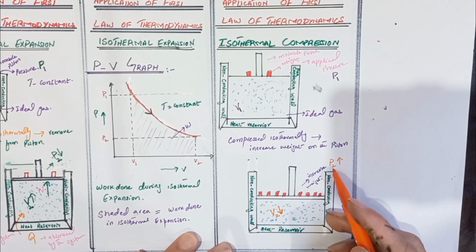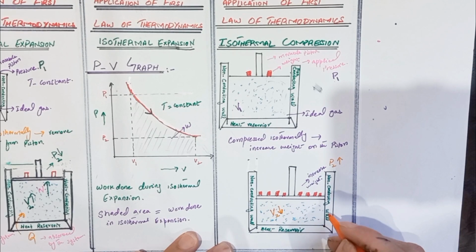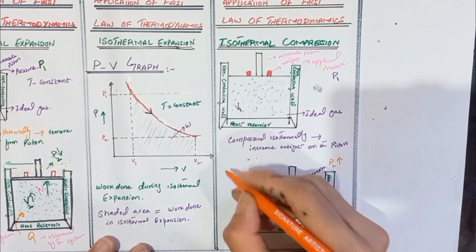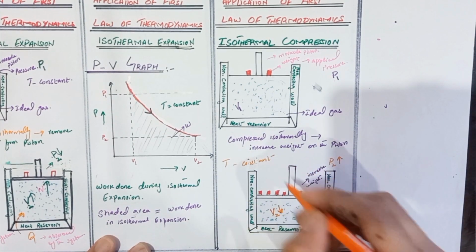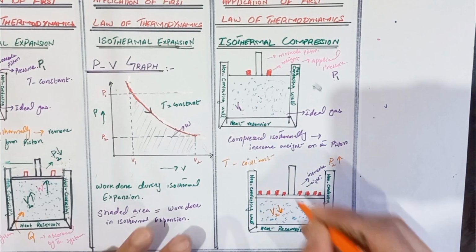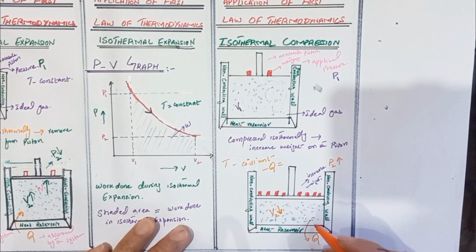When volume is decreased and pressure is increased, the ideal gas temperature is increased. We want to maintain the temperature constant. So in this case, heat is removed from the system through the heat reservoir to keep the temperature constant. In this case, heat is released from the system, so we take the heat as minus Q because it is released from the system.